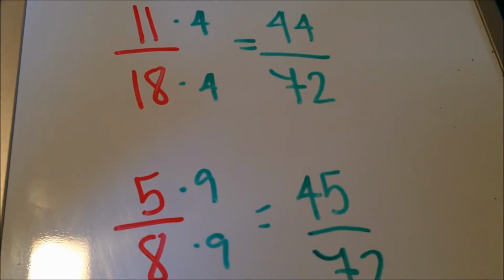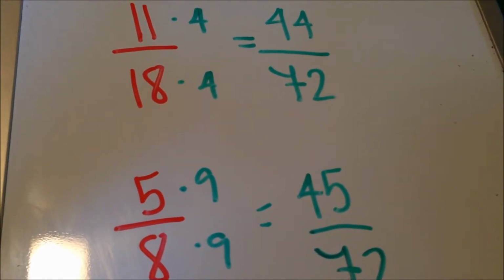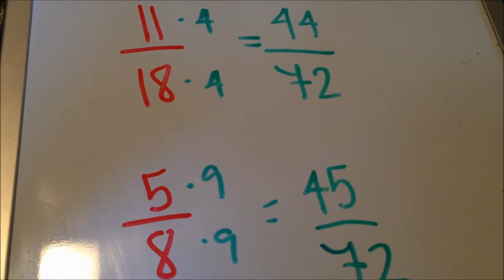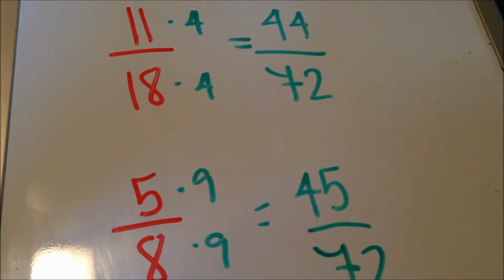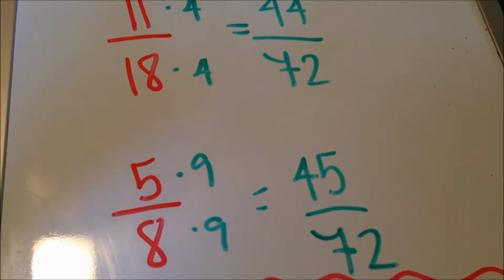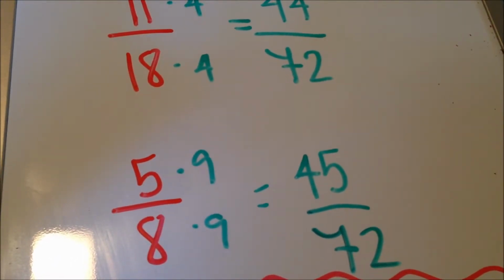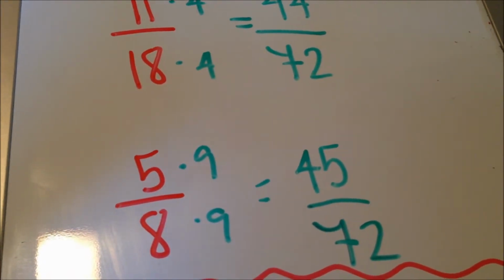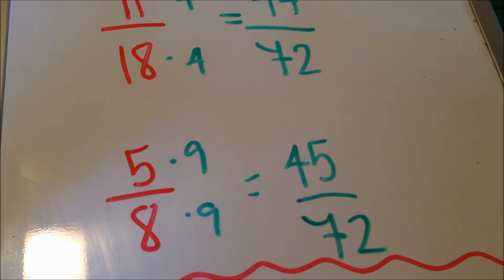18 has to be multiplied by 4 to get to 72. Whatever you do to the bottom of the fraction, do to the top, so also multiply 11 by 4. Your equivalent fraction is 44 over 72. 8 has to be multiplied by 9 to get to 72. Whatever you do to the bottom, do to the top, so 5 also has to get multiplied by 9. Your new fraction is 45 over 72.